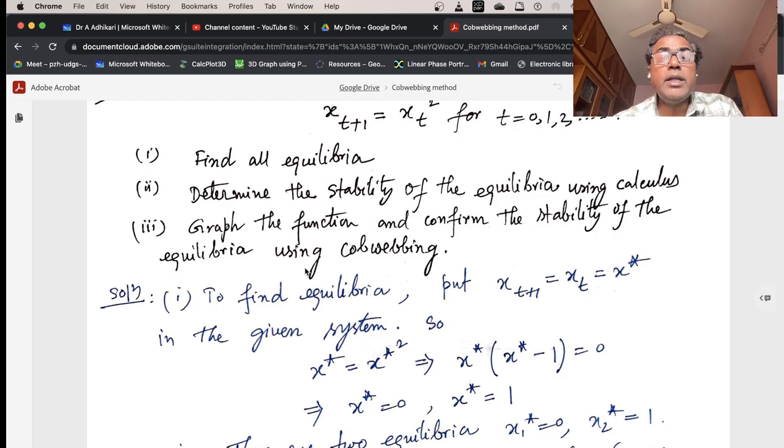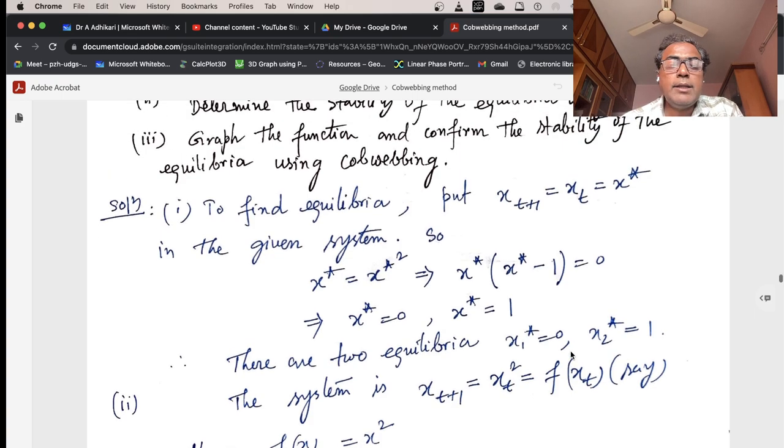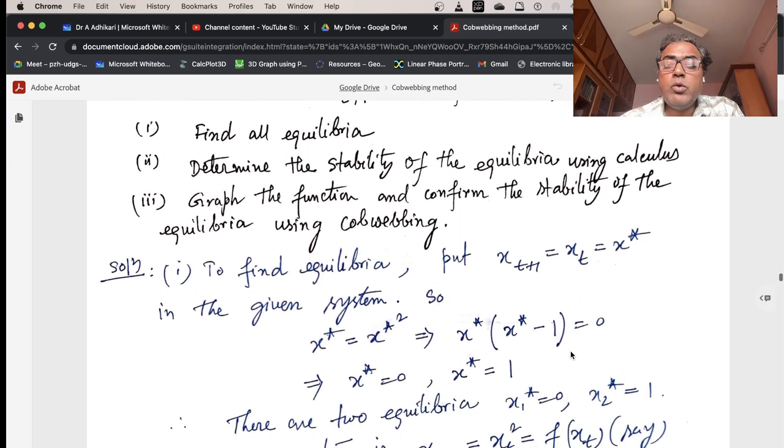So first we find the equilibria. For equilibria, we put x_{t+1} equal to x_t equal to x star, and then from the given equation, x star equal to x star squared, because x_{t+1} equal to x_t squared. Taking x star common, x star times (x star minus 1), so x star equal to 0 and x star equal to 1. So we get two equilibria, x1 star equal to 0 and x2 star equal to 1.